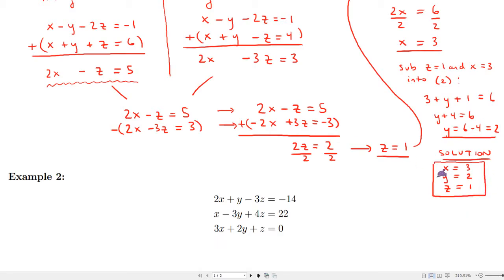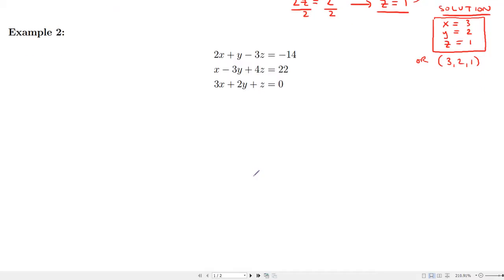You know how before we had pairs, or you could write it as 3, 2, 1. So just like before, how we would write them as pairs, here we have 3 variables, so you would write it as an ordered triple. So let's try to do another one similarly.